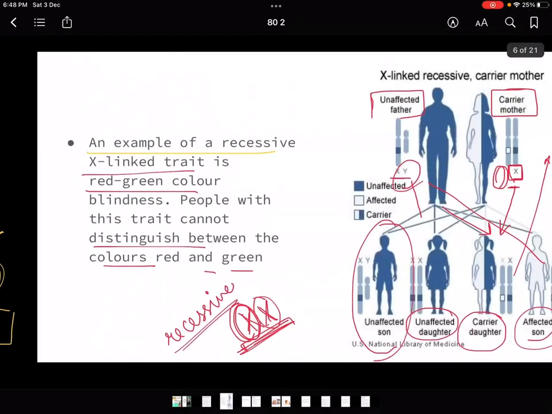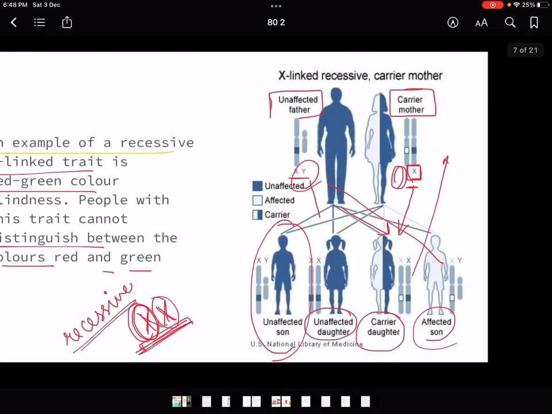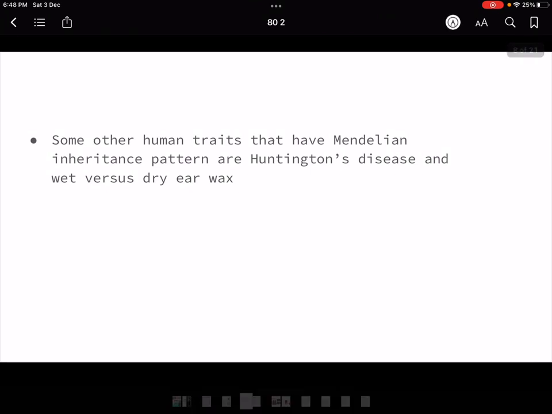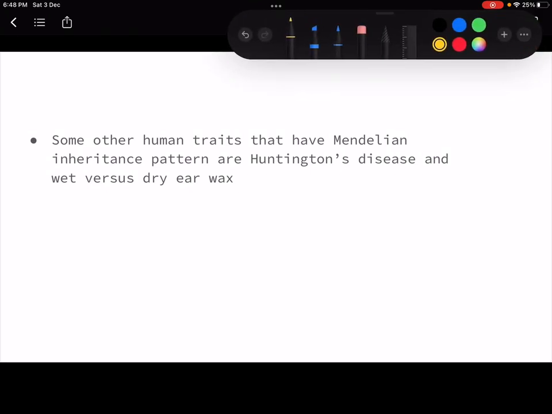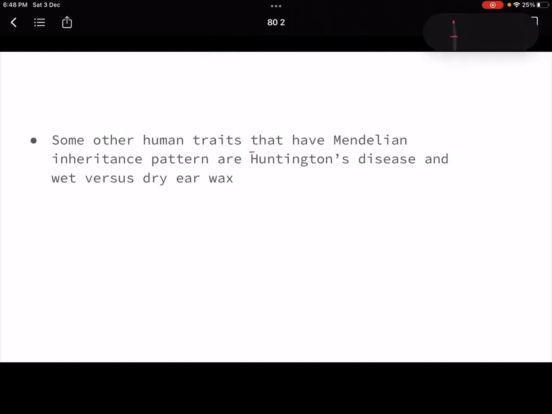So I hope you have understood the single factor inheritance. So some other traits which follow the similar Mendelian characteristics are Huntington's disease. This is, you can say, a mental disorder. So it also follows the Mendelian patterns. And then wet versus dry earwax. Some people have dry earwax and some have wet earwax. So it depends upon the kind of earwax that your parents have and which one is the dominant one. ठीक है, so this follows the Mendelian pattern.